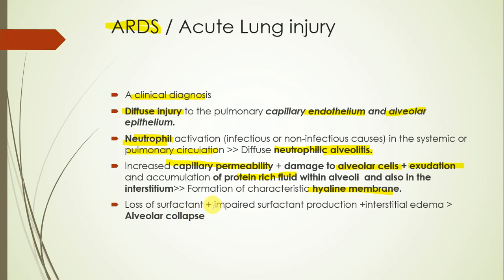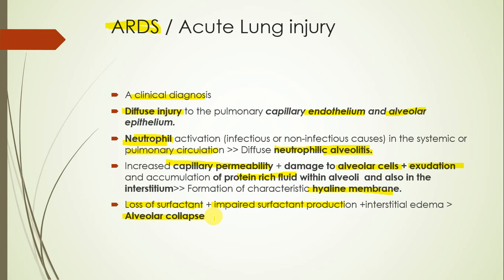So here it's written, impaired surfactant production. There will also be loss of surfactant, because surfactant is a chemical structure which can be altered by toxins released from inflammatory cells. So there will be loss, deactivation, or inactivation of surfactant. Those two important processes lead to alveolar collapse, because alveolar patency is maintained by surfactant. Whenever alveoli don't have enough surfactant, they just collapse, because the fluid inside has very high surface tension, which keeps the alveoli small or shrunk.